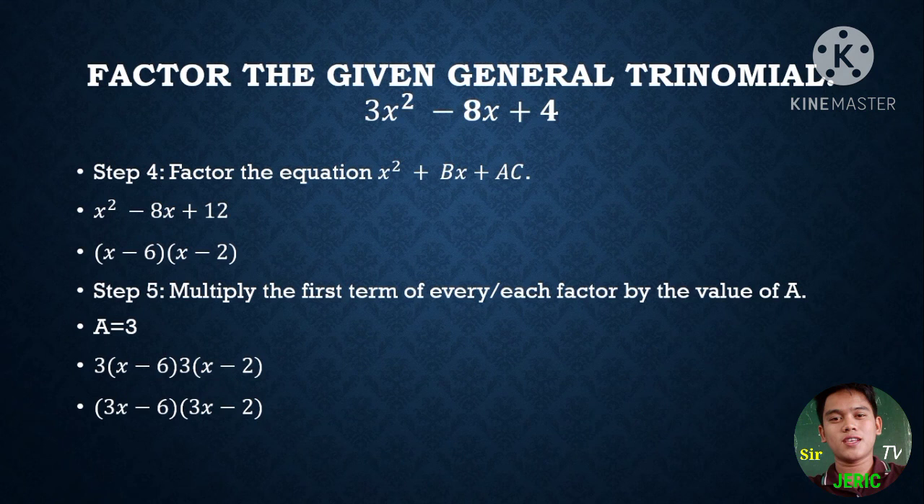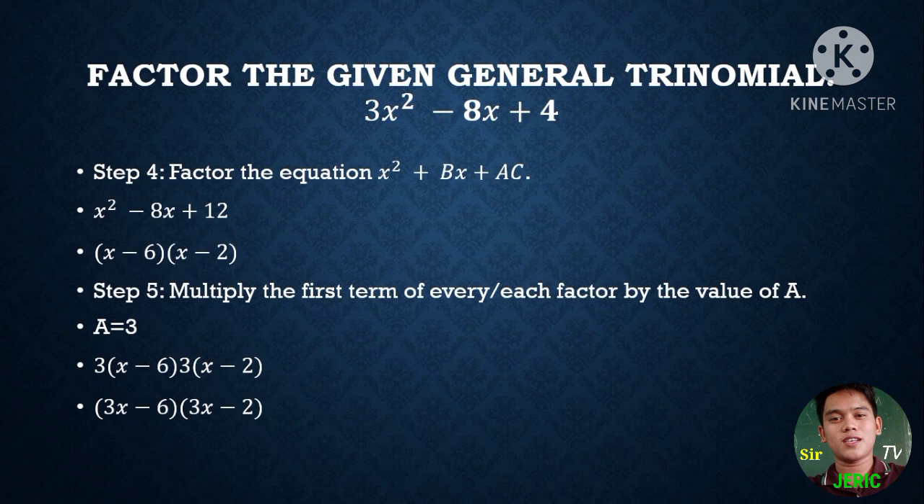The next step is to multiply the first term of every or each factor by the value of a. Our a is equal to 3. So we have 3 times x minus 6 and 3 times x minus 2. But remember that we are going to multiply only the first term of each factor. So the first terms are x for the first factor and x also for the second factor.